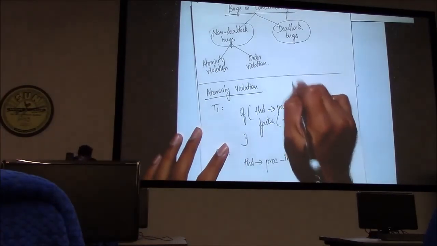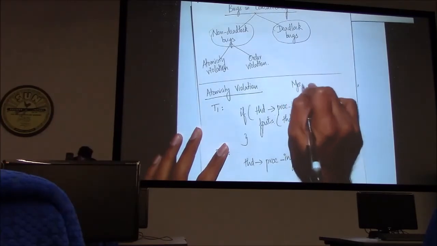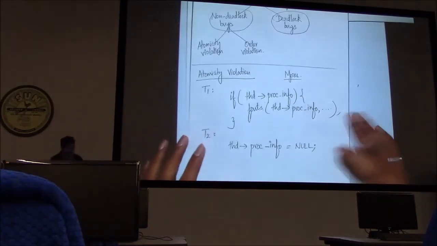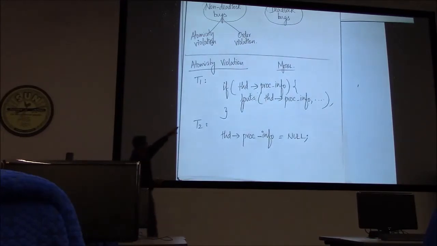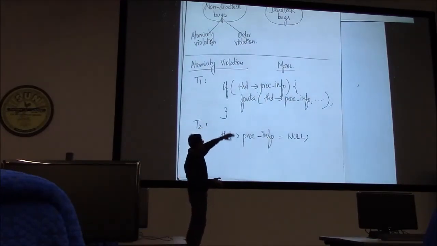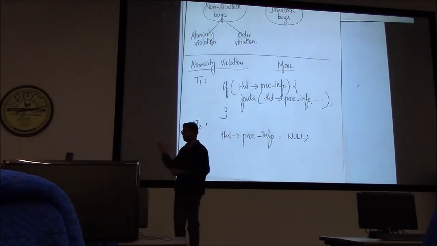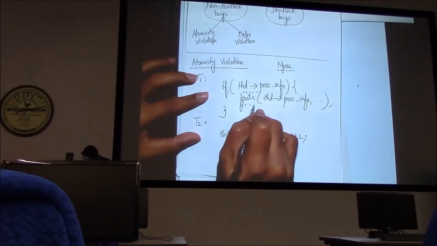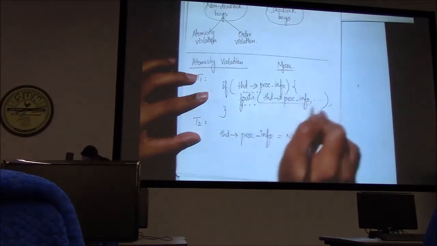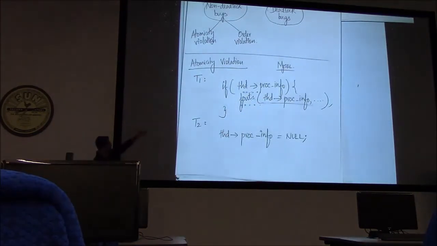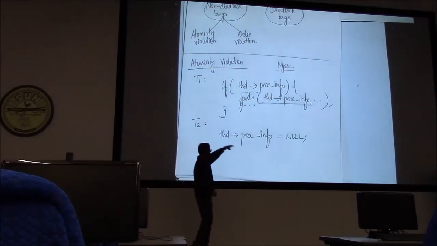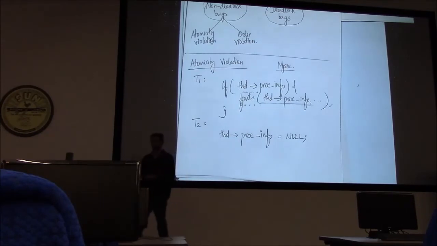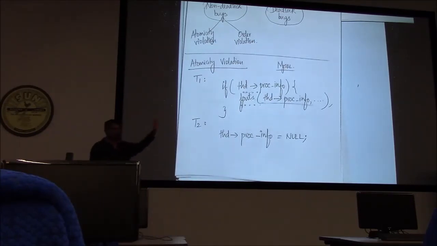For example, I think this was in MySQL. Thread 1 is trying to do something like: if thread->proc_info is not null, then go and do some stuff, and let's assume we are also trying to use this thread->proc_info in some way inside that particular if condition. And thread 2 does this particular thing: it just sets thread->proc_info to null.